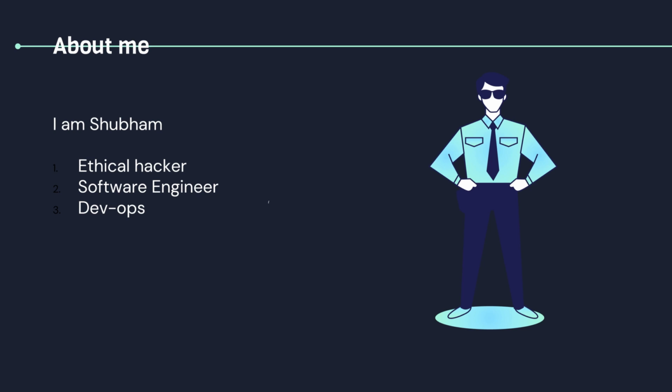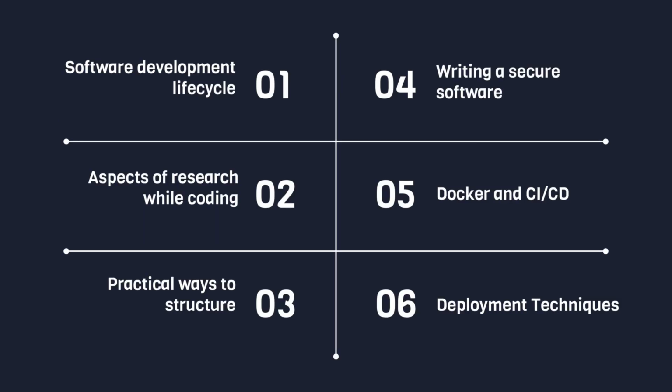Now, what can you expect in this series? You can expect a comprehensive exploration of the entire software development lifecycle, obviously using Python and Django. We'll cover various aspects of research while coding. We'll provide a practical way to structure the project and write secure software. Not only that, we're also going to learn how to use Docker and how to do CI/CD for this project, and at last, how to deploy the project. So, from start to end, we're going to learn the complete life cycle of software development.